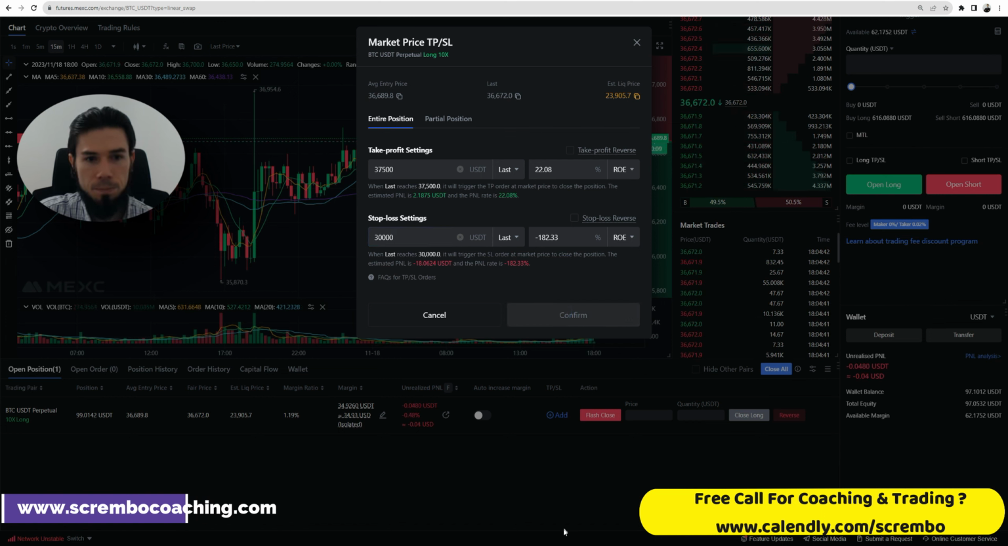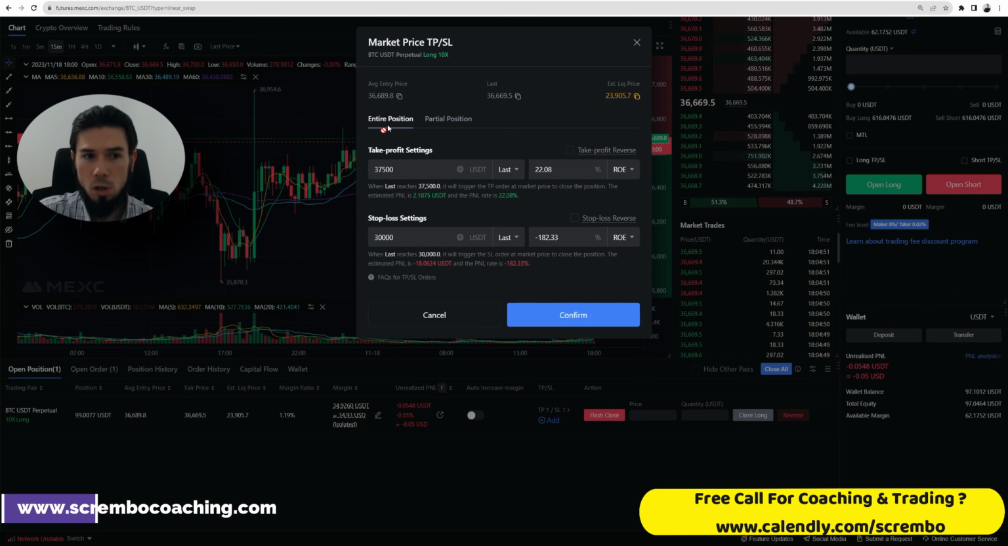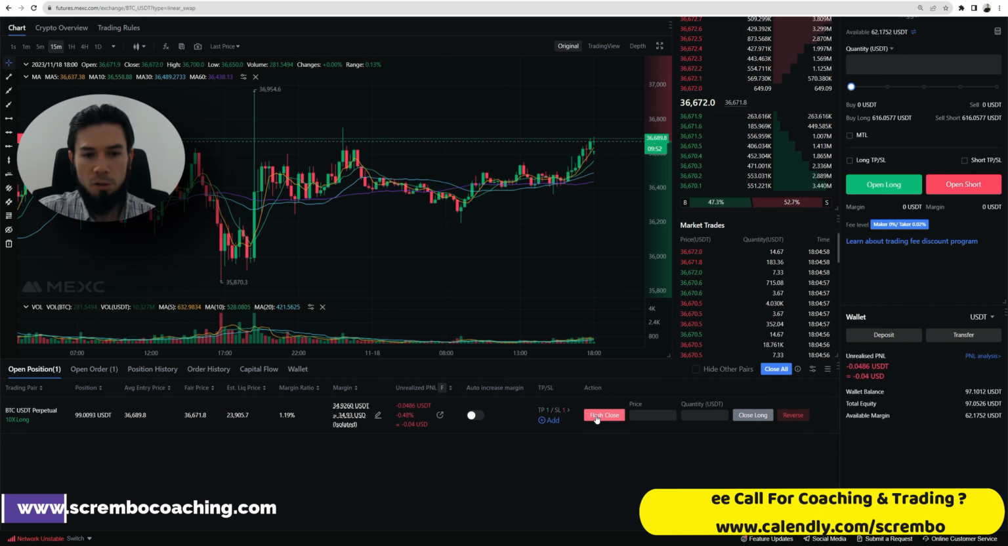Now I can confirm, and my take profit and stop loss will be added right there. This is a complete position stop loss. I can do basically partial position and then decide on the specific part. Flash close means that my trade is closing through a market order straight away, right? So it's closing in that very moment when you push flash close, it's closing the position on a market order straight away. Price, quantity, close long is a limit order.